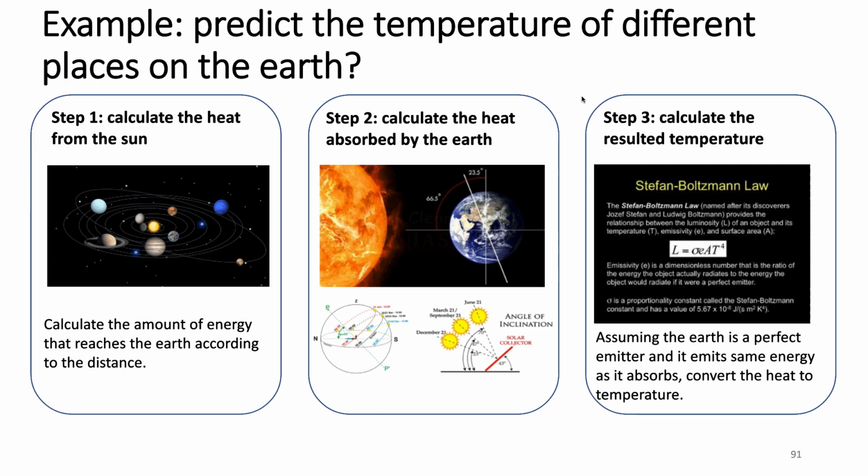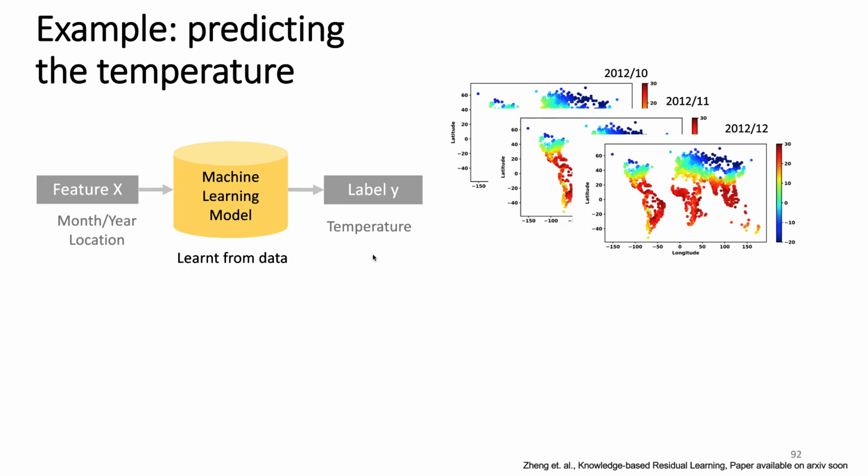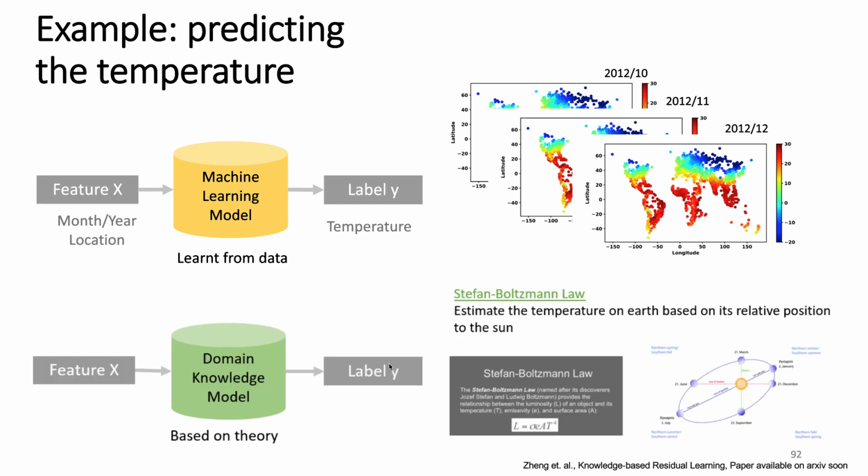Then how should we combine this with our machine learning model? So basically, our machine learning model will also take the month, year, and location of the data points and try to predict the temperature. While the domain knowledge model, based on all the three different series, is going to also take similar features and predict the y. Then we are going to combine those two predictions into the final prediction, like we mentioned before.